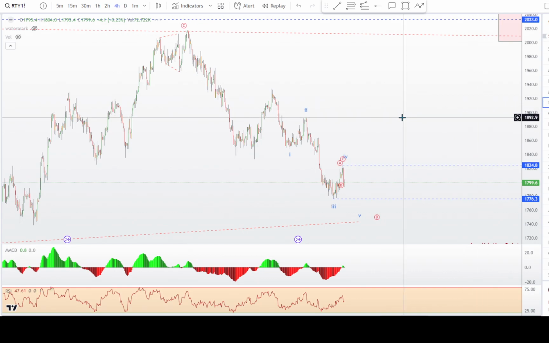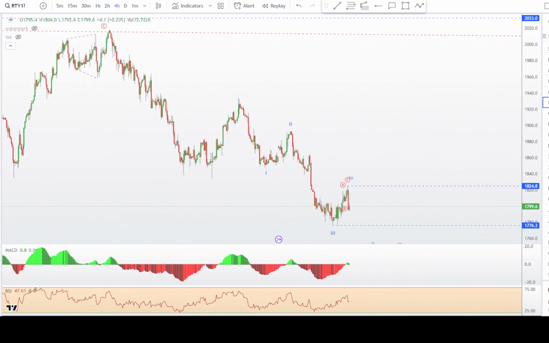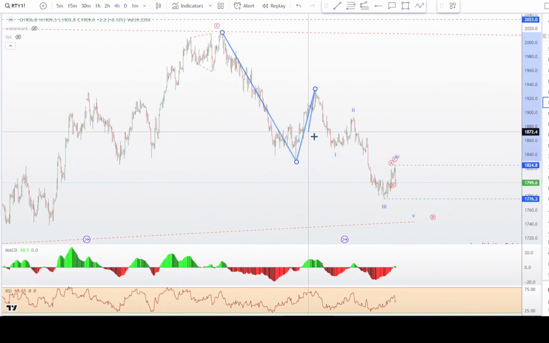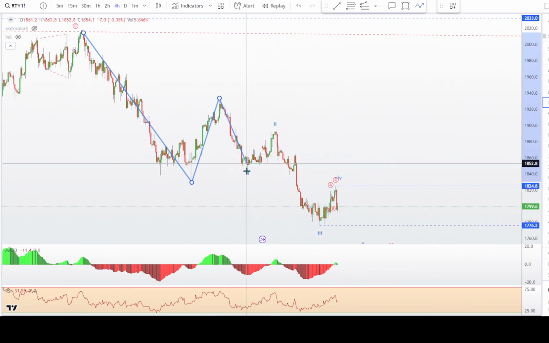All right, Russell. So the Russell is still looking like this triangle is definitely in play, and they're coming down for the D wave. And so far, all I see is 1, 2, and we need 3 waves for this D wave. And to me, it looks like this is going to be an ending diagonal. So we got 1, 2, and then 1, 2, 3 waves for 3. And now they're in the process of creating the 3 waves for the 4.